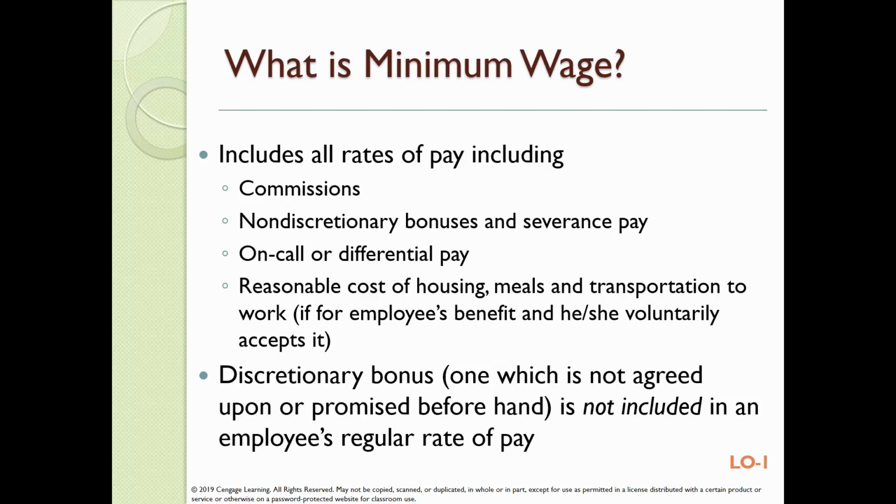Differential pay, and then this was pretty crucial, reasonable cost of housing and meals, but only if it's for the employee's benefit and he or she voluntarily accepts it. Let me give you an example. If I own a peach farm in Georgia and it's super remote, there's no way I'm going to get workers to drive back and forth every day from Atlanta because it's 130 miles. So I put a policy in place, right? Is that for my benefit or your benefit? That's for my benefit as the employer, because I couldn't get employees otherwise. So that's not included in your minimum wage calculation, and that doesn't show up on your W-2.